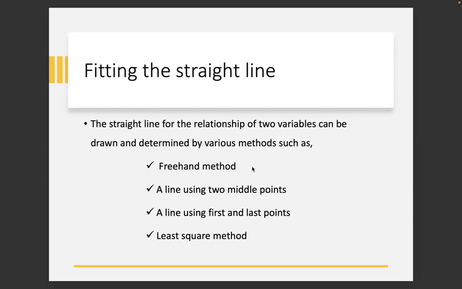The straight line for the relationship of two variables can be drawn and determined by various methods. These are the four methods. First one is the freehand method. Second one is a line using two middle points. Then the third one is a line using first and last points. The fourth one is the least square method. That's how we calculate a fitting straight line options.